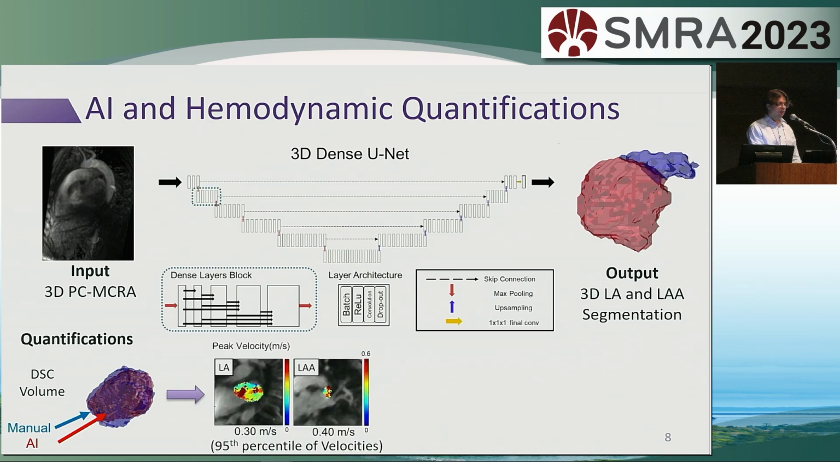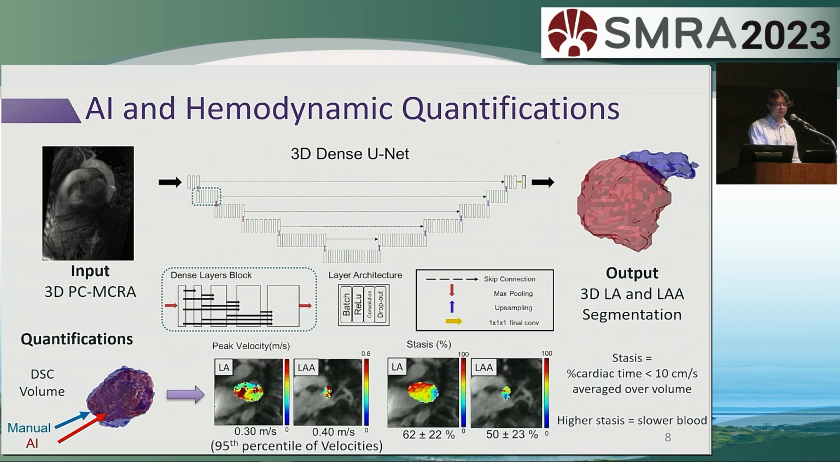And then using the velocity information, we can look at the peak velocities in the atrium and the appendage, as well as how slow the blood flow is by looking at the stasis, which is the percent of cardiac time less than 10 centimeters per second, and averaged over the volume, where a higher stasis could be slower blood flow, which could indicate higher stroke risk.